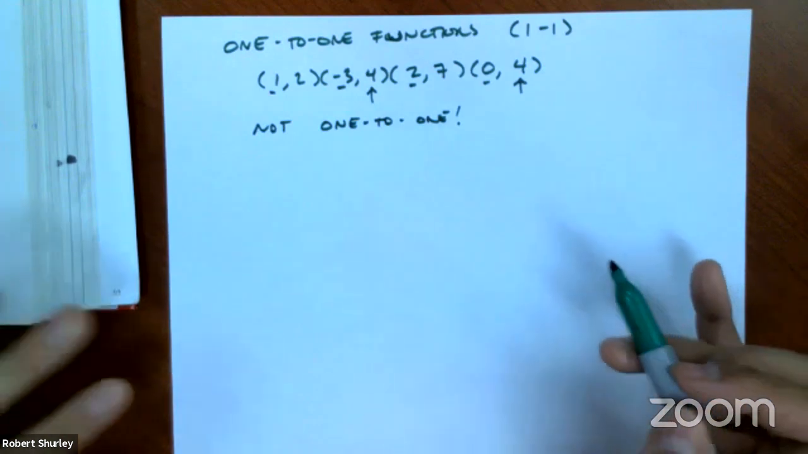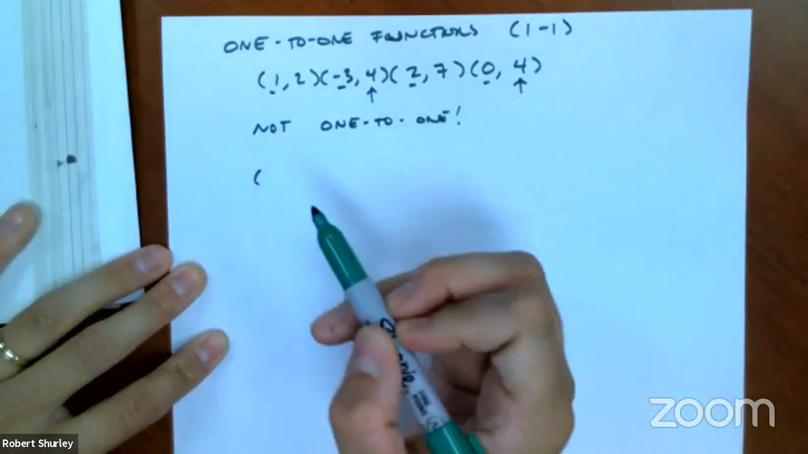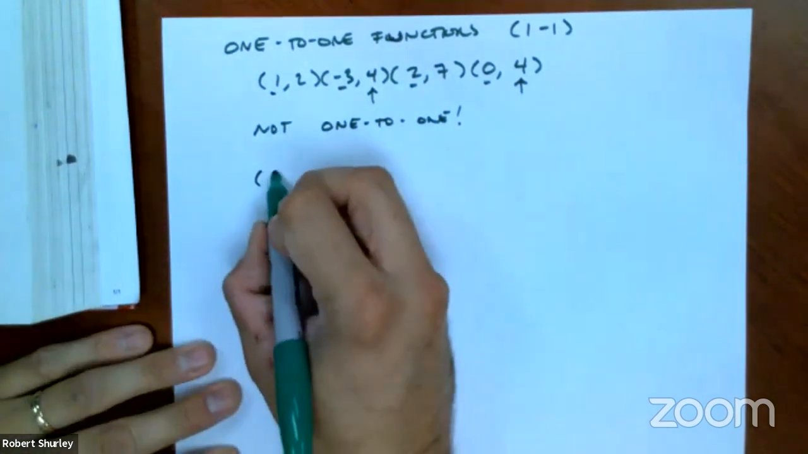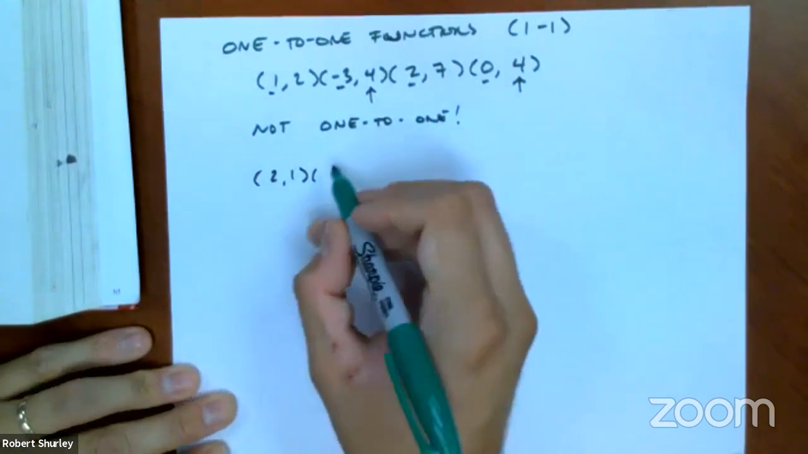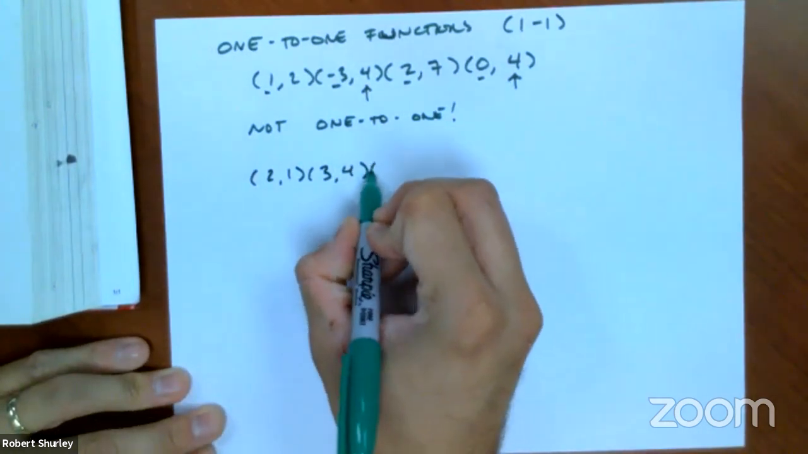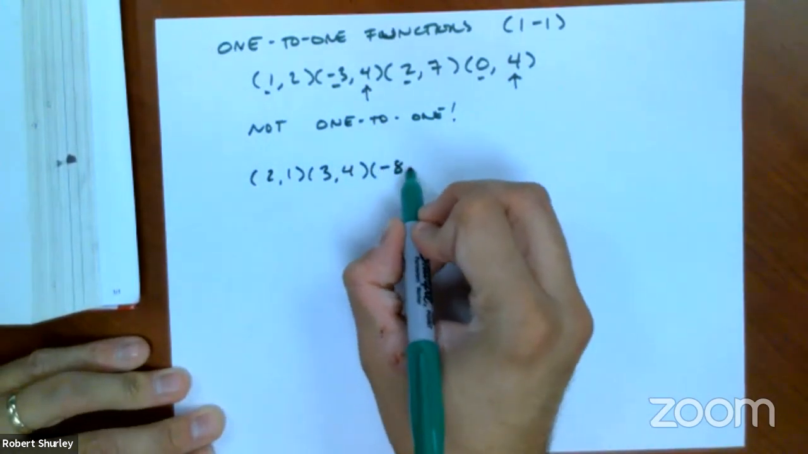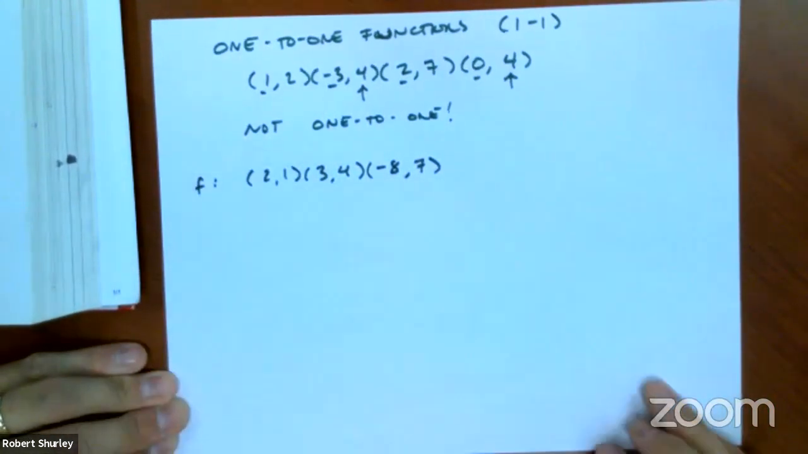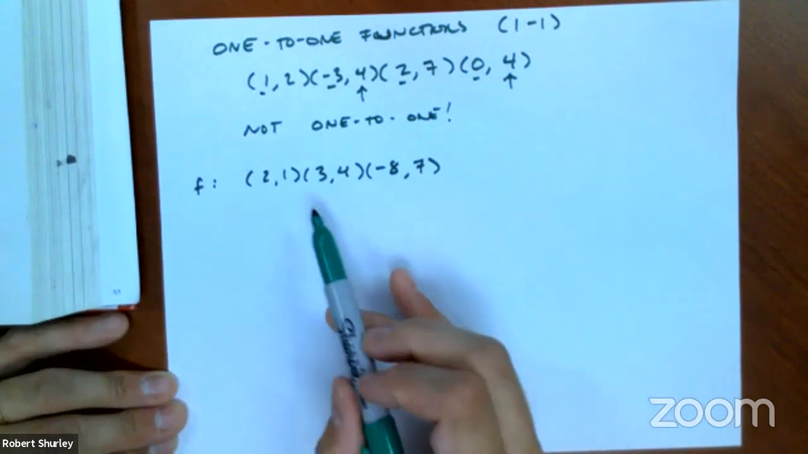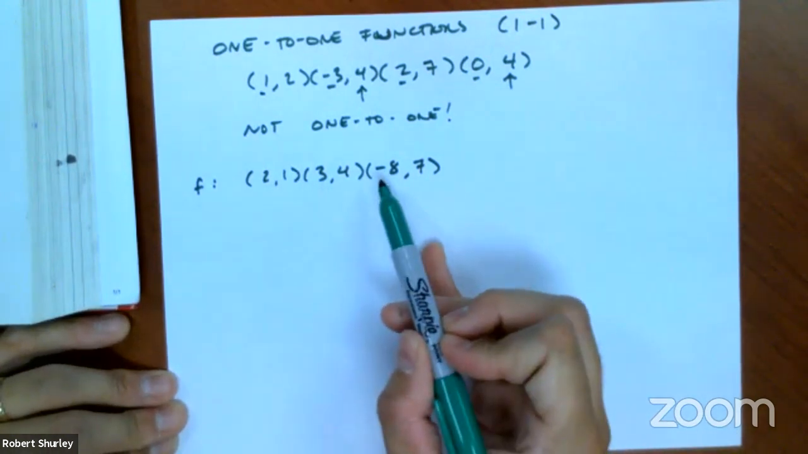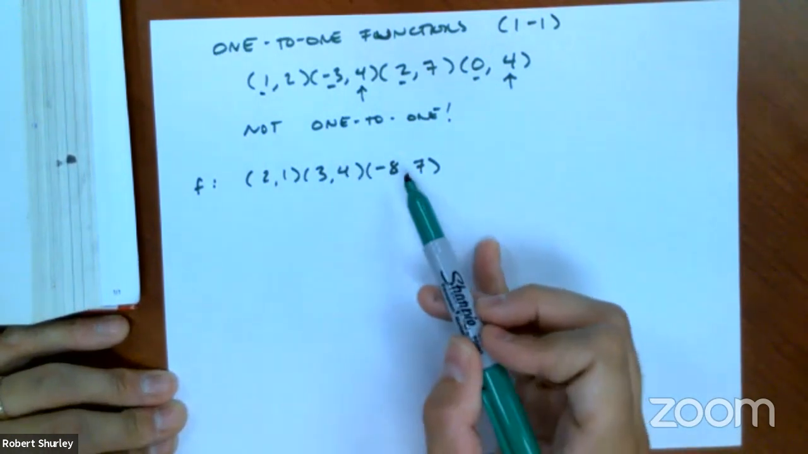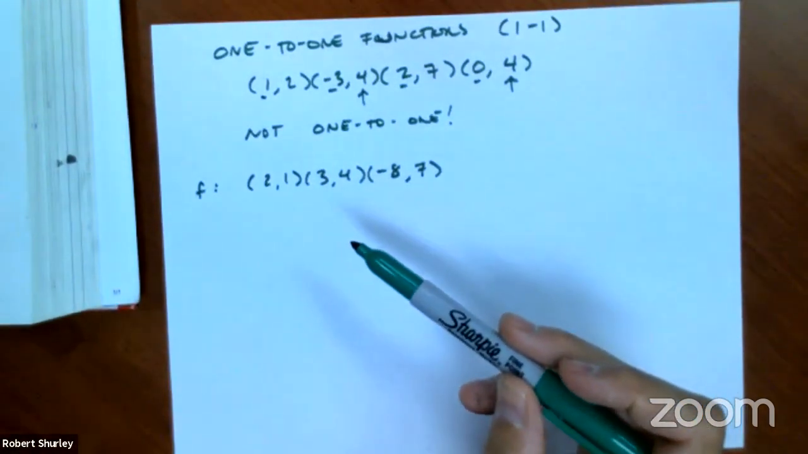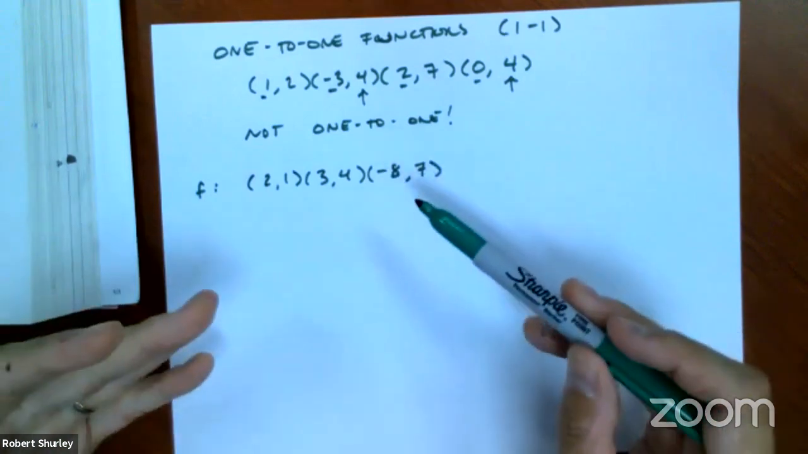So if we looked at an example with coordinates that's one-to-one, like that very first thing I wrote down today: (2, 1), (3, 4), and (-8, 7). This was that f value that I told you about earlier. Notice the x's don't repeat: 2, 3, -8, and the y's don't repeat: 1, 4, and 7. Because the x's and the y's don't repeat, this is a one-to-one function.